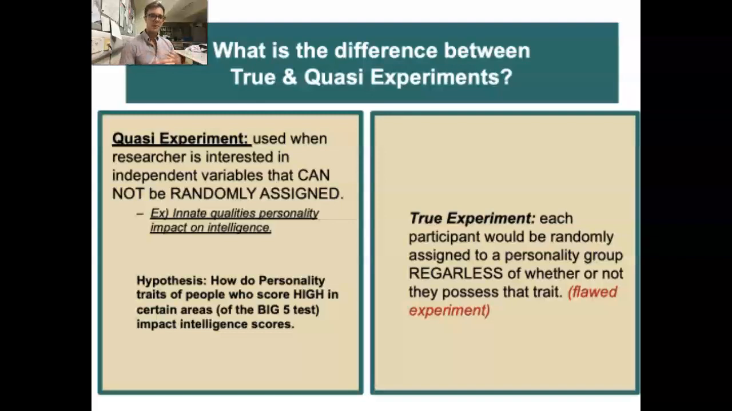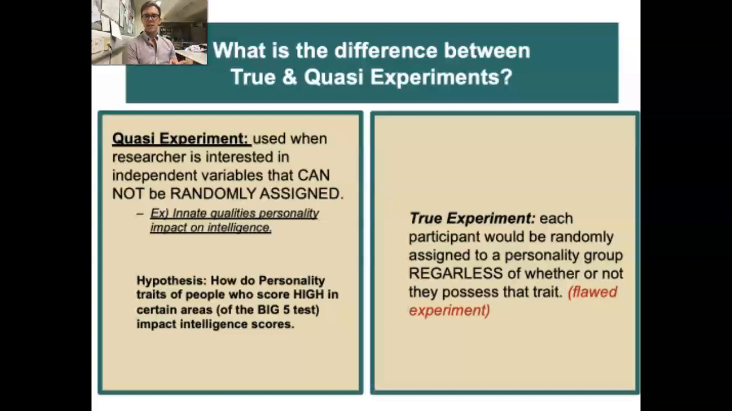So quasi-experiments are a little bit different from true experiments in the sense that you can't use random assignment. So the disadvantages, obviously there's advantages to them in the sense that you still get to test and see certain cause and effect relationships between innate qualities and behavioral qualities and mental processes.